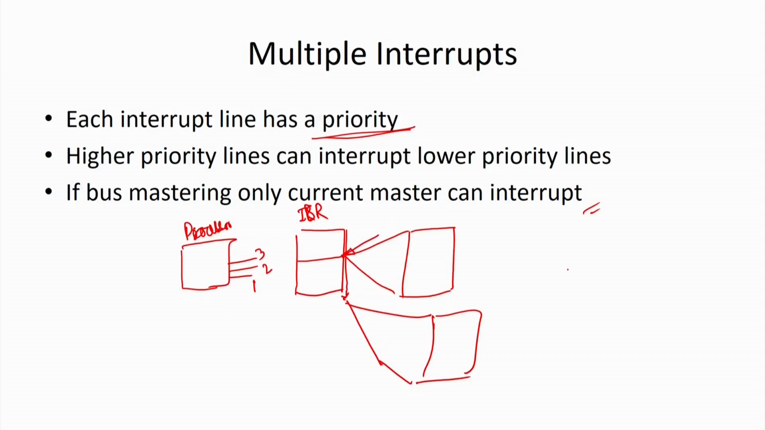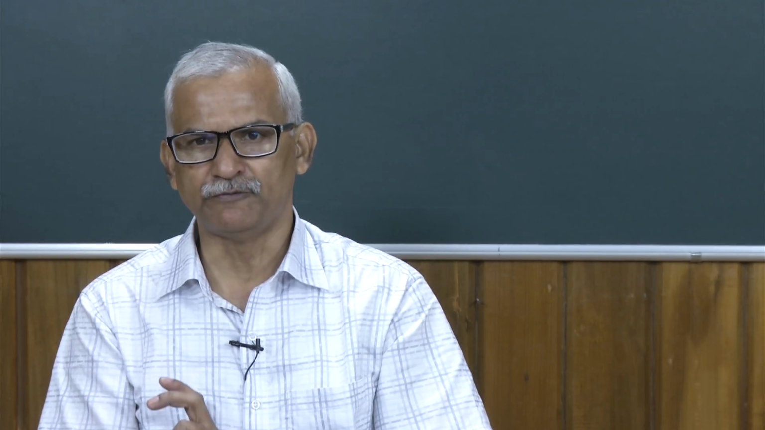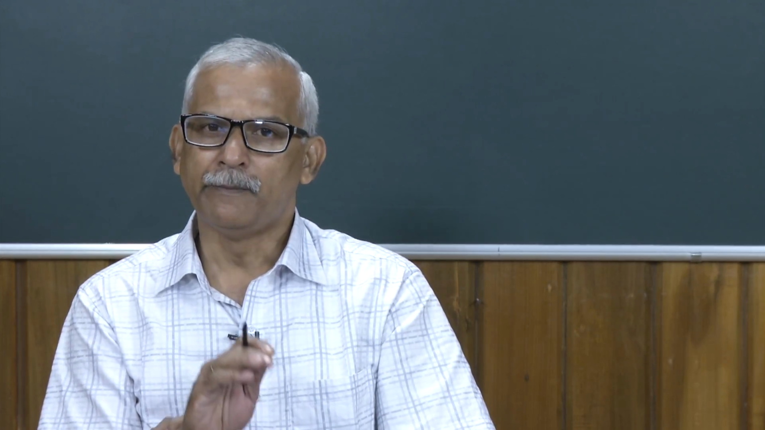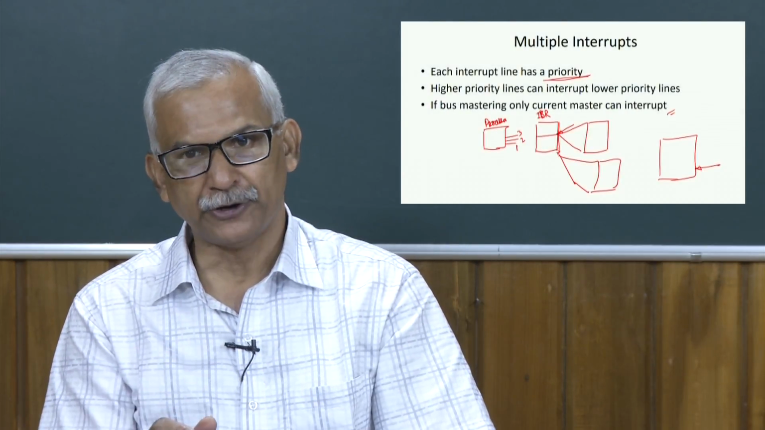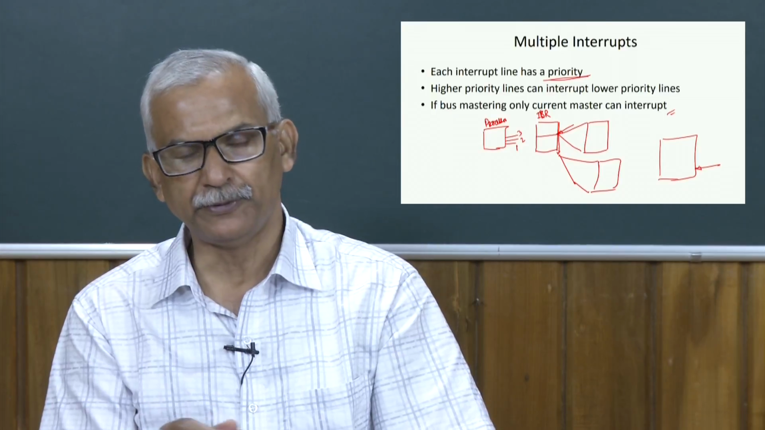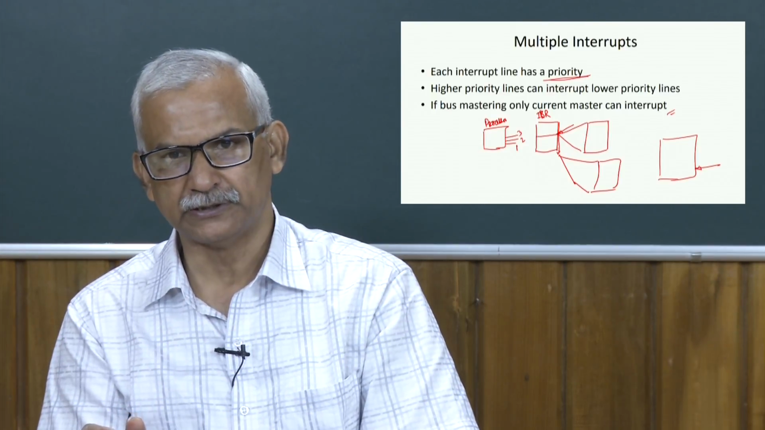On the other hand, if I have only one line and all the devices are connected to it, then in that particular case we have to give service to the higher priority device. Now, consider the software poll. We write the software poll routine in such a way that first it checks the status of the higher priority devices. If it is not interrupting, then we go for the lower priority devices.